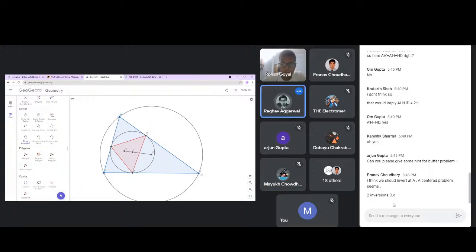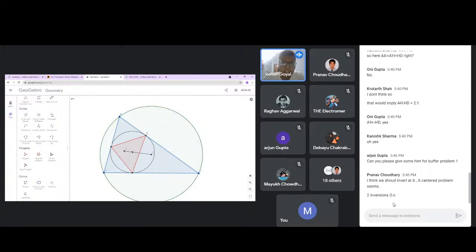Can you once repeat that? When does a circle go to some line? When the circle passes through the center. Okay, so I got an idea. I don't know if it's correct or not.